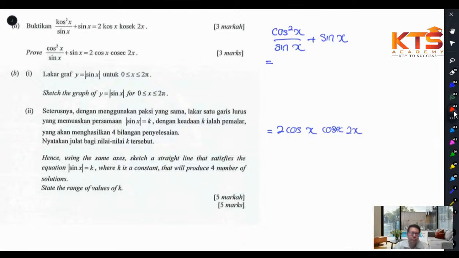The idea is this. Here I have 2 terms, and I'm going to combine them to become 1 term. Yeah, can be done. And then here I have cosecant 2x. Here I don't have. Cosecant 2x is actually 1 over sine 2x. It's actually 1 over 2 sine x cos x.